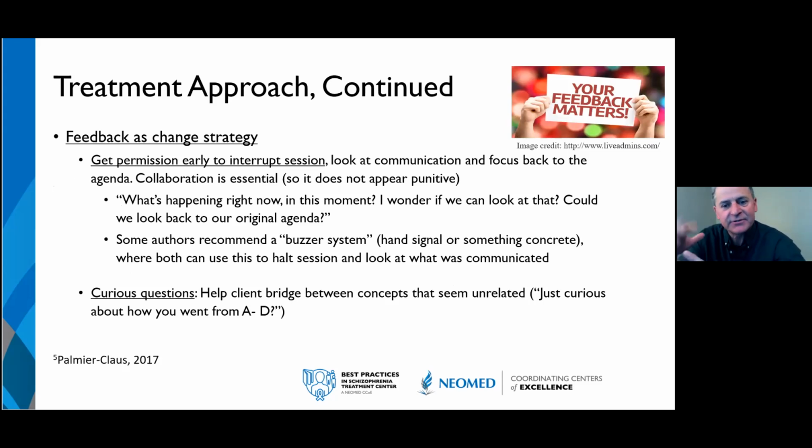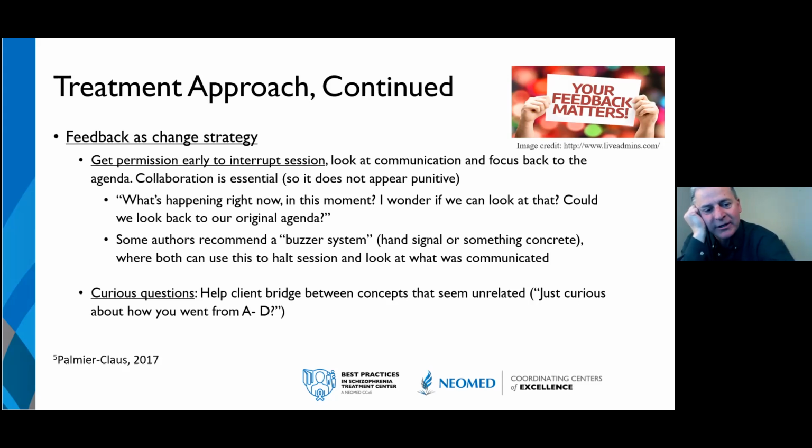Do you mind if we just stop for a second? I lost track, I'm wondering where we're at. I'm a little confused and I can put it on myself a little bit, but just getting that permission and making the request, like, I wonder if it would be okay if either one of us at any point could just stop the session and make sure we're clear and understand each other. Collaboration is essential because you don't want it to be punitive, like, stop, I don't know what you're saying. You don't want to do it in that kind of way. More collaborative, obviously, as our general approach is.